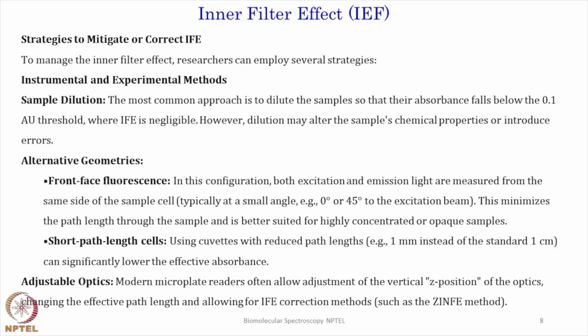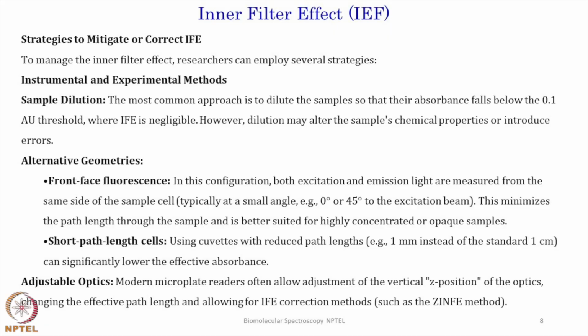We can put it at 0 degree or 45 degree to the excitation. This minimizes the path length through the sample and is better suited for highly concentrated or opaque samples that we have for experiments. We can have another option, reduce the size of the cuvette. With 1 cm the light has to travel a lot, but if I reduce it to 1 mm, the path length is reduced and light does not have to travel that much. So, you can have a shorter path length cuvette, we can have 1 mm instead of 1 cm, which can significantly lower the effective absorbance.